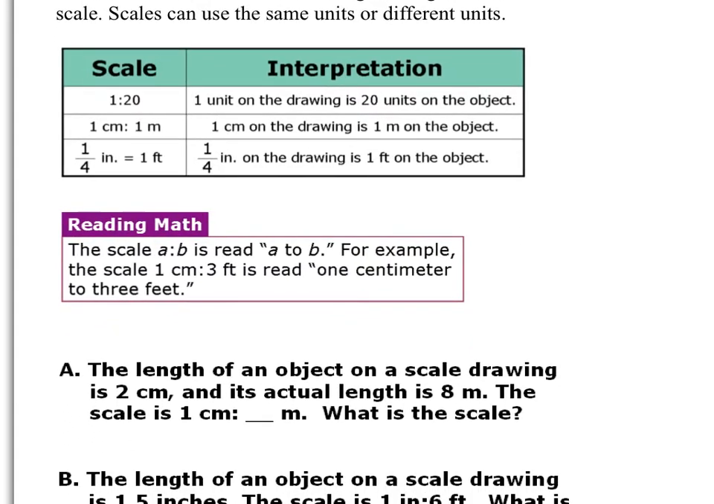All right, so reading in math, the scale A:B is read A to B. So when you see the colon, the 2 dots, you put the word "to" in there. For example, the scale 1 centimeter:3 feet is read 1 centimeter to 3 feet. So the colon is replaced with the word "to".